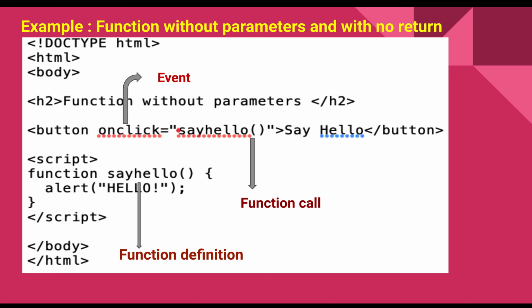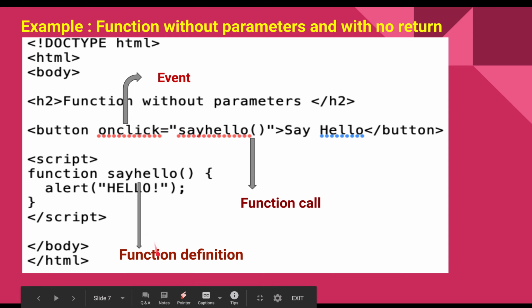And so when it is called, the program control transfers to the function in the script, where we have function as the keyword, and sayHello is the function name. This function has no parameters, so empty parentheses are used, following which is the curly brace, and the code here is to display the string hello. This is what is called the function call, and this is the function definition.